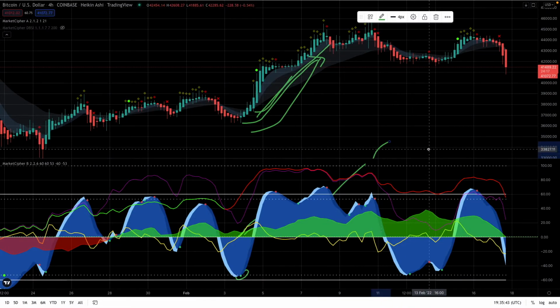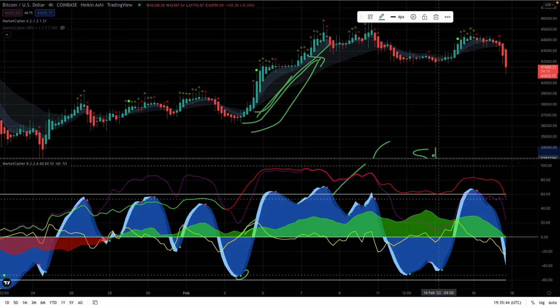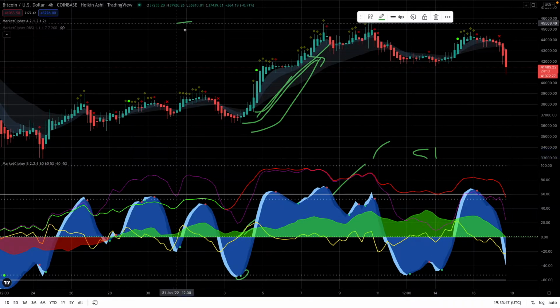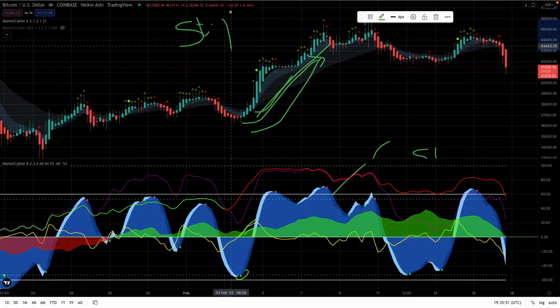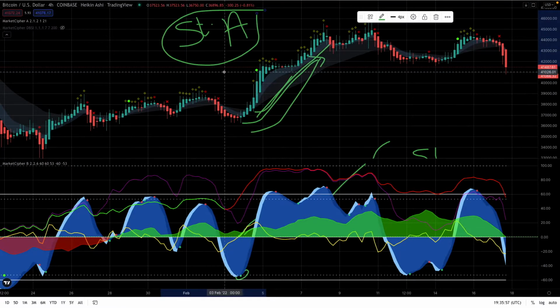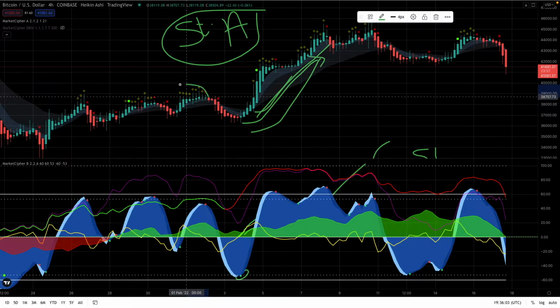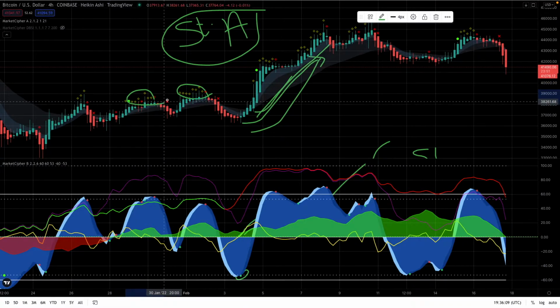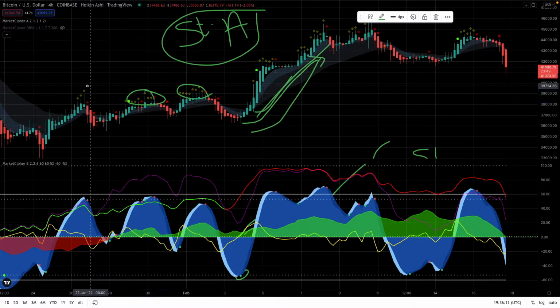So this is Market Cipher B, structure B, made up of your Google Maps, and this is structure A, made up of your road signs. It's hard for me to base my whole trading decisions primarily on these signals. It's hard to base your whole trading decisions on these signals. These are just road signs. These are cautionary algorithms. These are road signs.